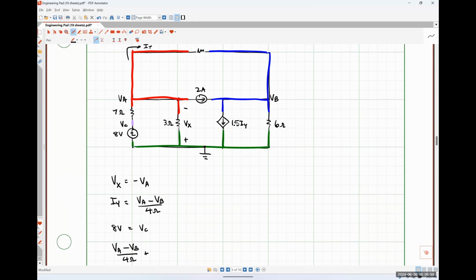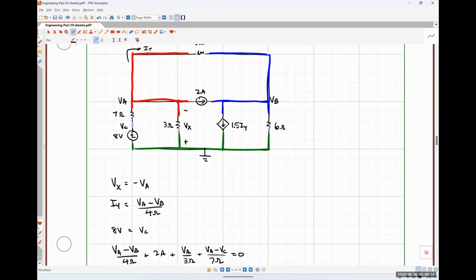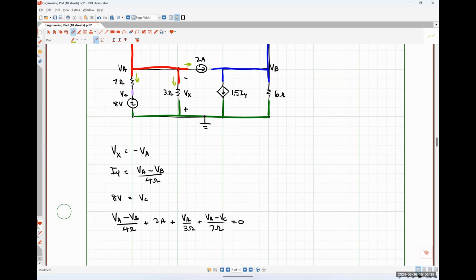Plus 2 amps plus VA over 3 ohms plus VA minus VC over 7 ohms. So just so we're clear here, I have this current leaving node A, this current leaving node A, this current leaving node A, and this current leaving node A. So 1, 2, 3, 4 different currents and 1, 2, 3, 4 terms. So that seems like we're good to go.